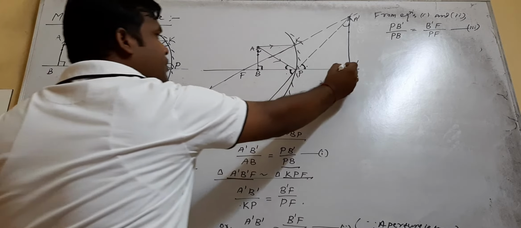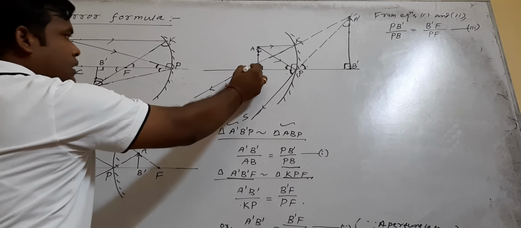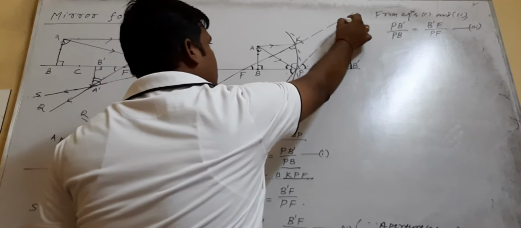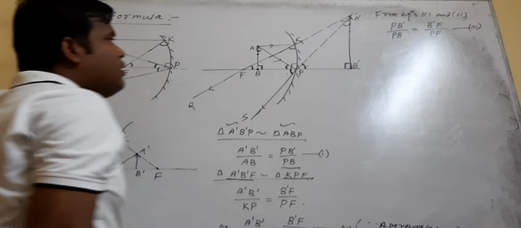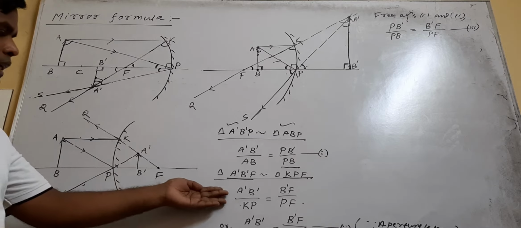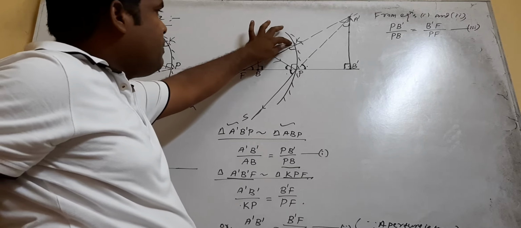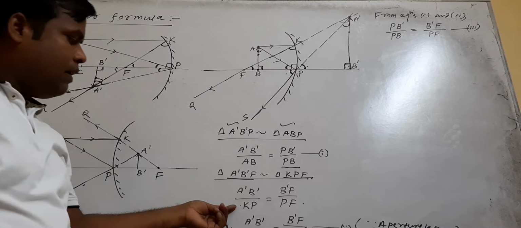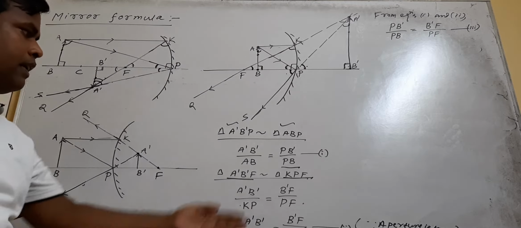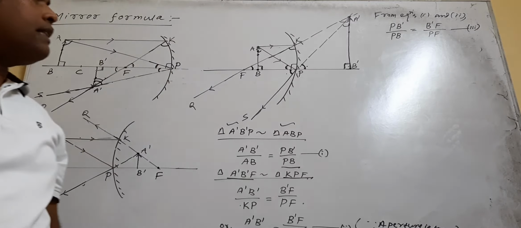Similarly, A'B'F and KPF are similar. How? Because it is perpendicular, it is also perpendicular. And you see this angle is common. So now definitely the third angle will be equal. So they are similar to each other. So you can write A'B'/KP equals B'F/PF, and since aperture is very small, so KP is almost equal to AB. So you got A'B'/AB is equal to B'F/PF. Now comparing these two equations, you will get this. PB'/PB is equal to B'F/PF.